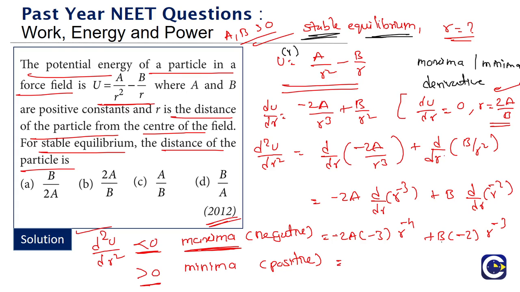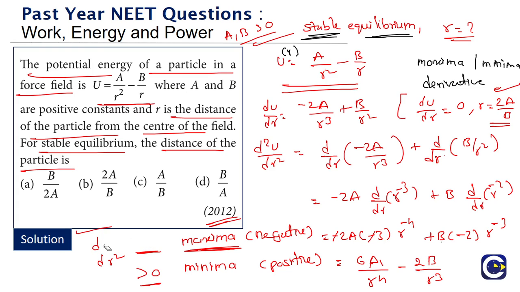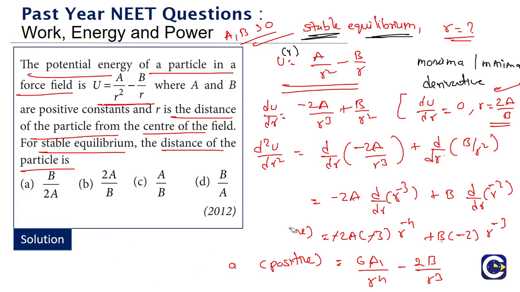So if you look at it, minus into minus becomes plus. So 6a by r power 4 minus 2b by r cube. What is the second derivative? 6a by r power 4 minus 2b by r cube. So now what we are trying to do is check whether this r is equal to 2a by 3 point really corresponds to the minimum or not. Okay. So this is the second derivative function, right?